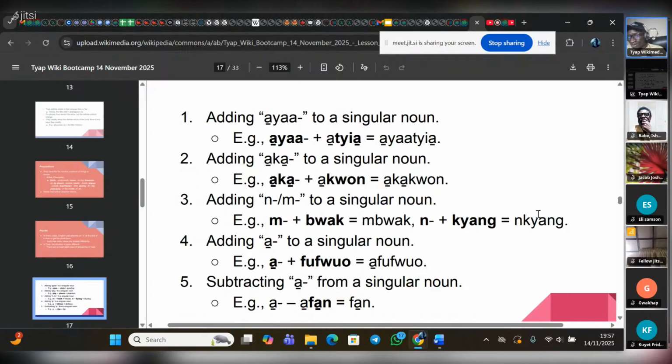Inkyang is a na group word, definite article word. Agakon is a na definite article word, and aya is a bar definite article word. Then the fifth way of pluralizing in Tyap is by the subtraction of a from the singular noun.